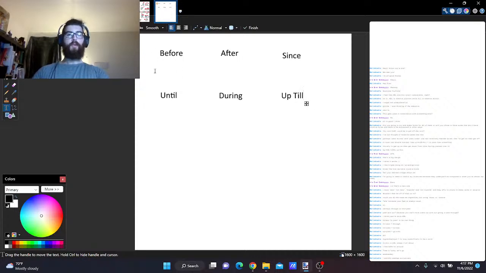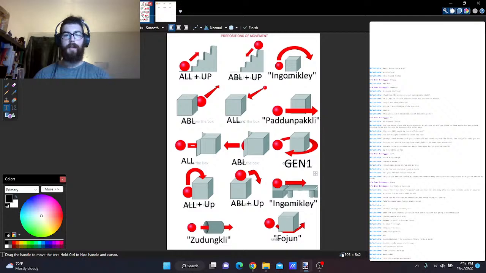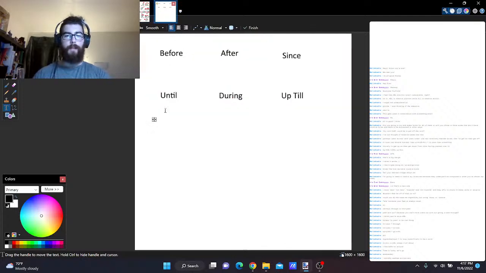Okay, so before and after. Actually, no. Let's do until. I would say we would use the word zudunkli or zudunk for until, right? Because it means through.